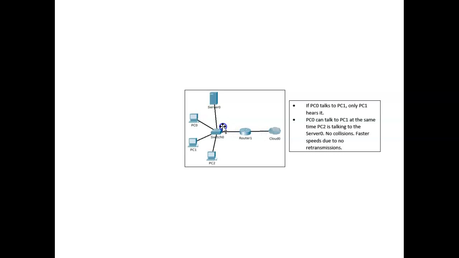domain. So in this case, let's say PC0 wants to talk to PC1, those are the only two that'll hear that conversation, because this switch will filter it out to everybody else and only allow that conversation between those two devices. Meantime, this server and this PC2 could be talking at the exact same time without bothering anybody. So these are all in their own collision domain.